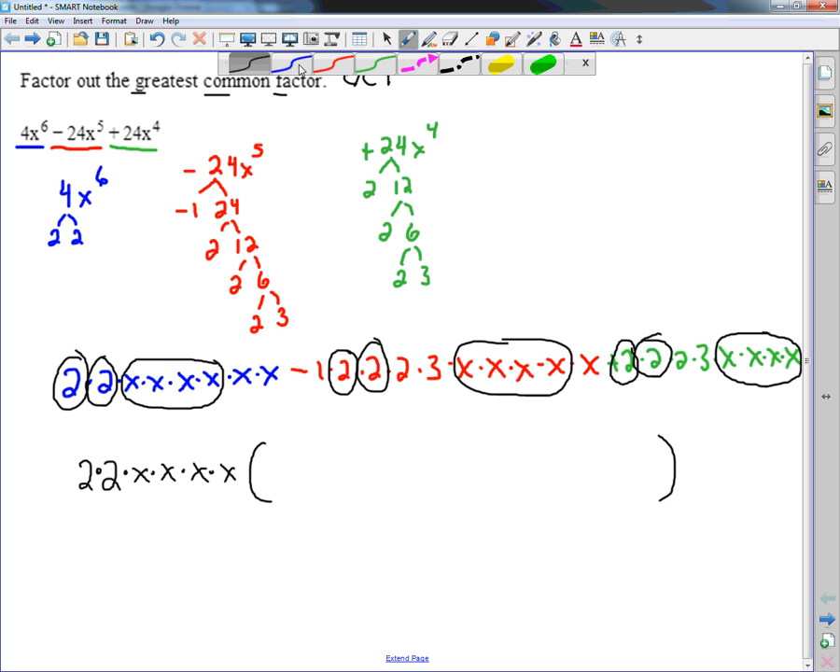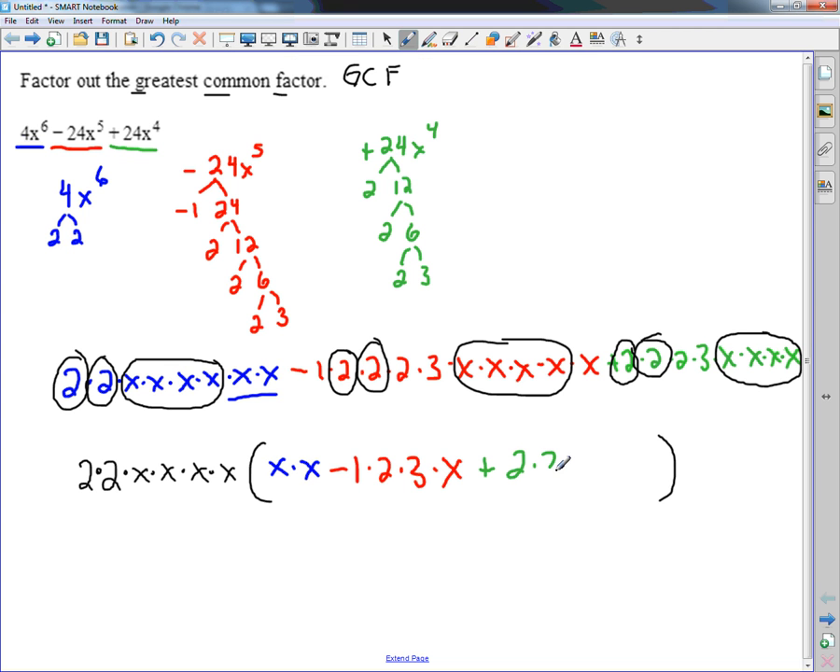Let's see what we have left over. What we have left over is x times x in the first part. In the red one, I have a negative 1 times 2 times 3 times x. And in this third term, we just have a 2 times 3. Those are positive, so plus 2 times 3.